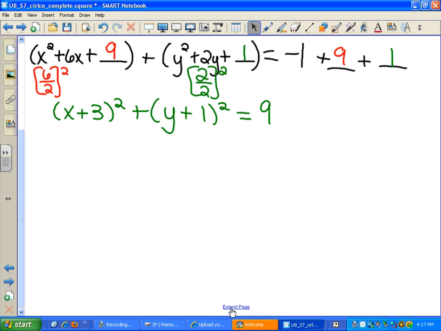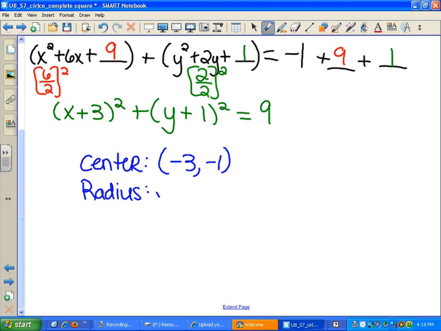Now that it's in standard form, I can identify the center of my circle. And the center is negative 3, negative 1. And the radius is the square root of 9, which is 3. So there you have it. That is how you can find the center and the radius of a circle by completing the square.